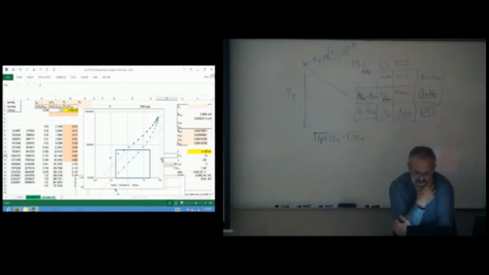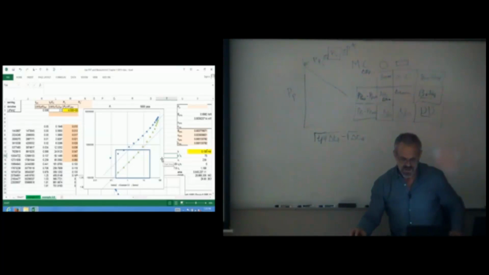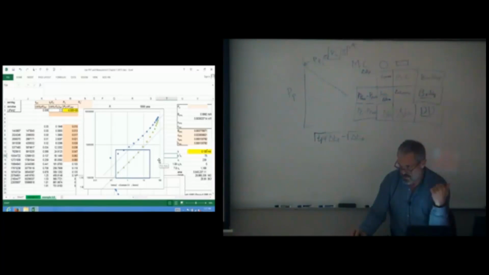Okay, my best judgment at this point in time is the area that I've got boxed in is the data that should be on my square root of time plot or my MC plot that should give me the correct slope for x sub f. So let's try that, compare it to the book, and if I'm wrong, we'll take a break.